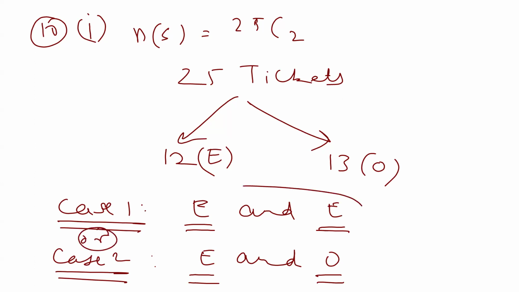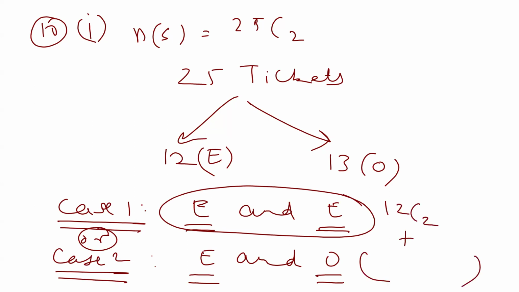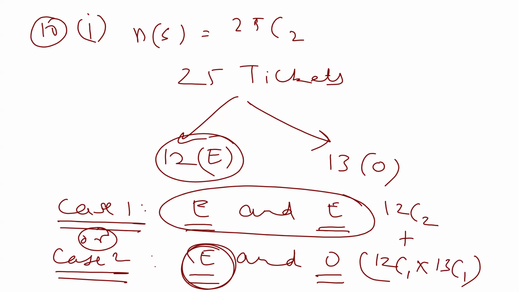So if there are two even, that needs to be pulled out from 25 tickets. So that will be in 12C2 ways plus one even out of 12 can be done in 12C1 and one odd can be done in 13C1 ways. So this is case 1 or case 2. So n of A is the addition of both the cases and P of A is equal to n of A upon n of S.